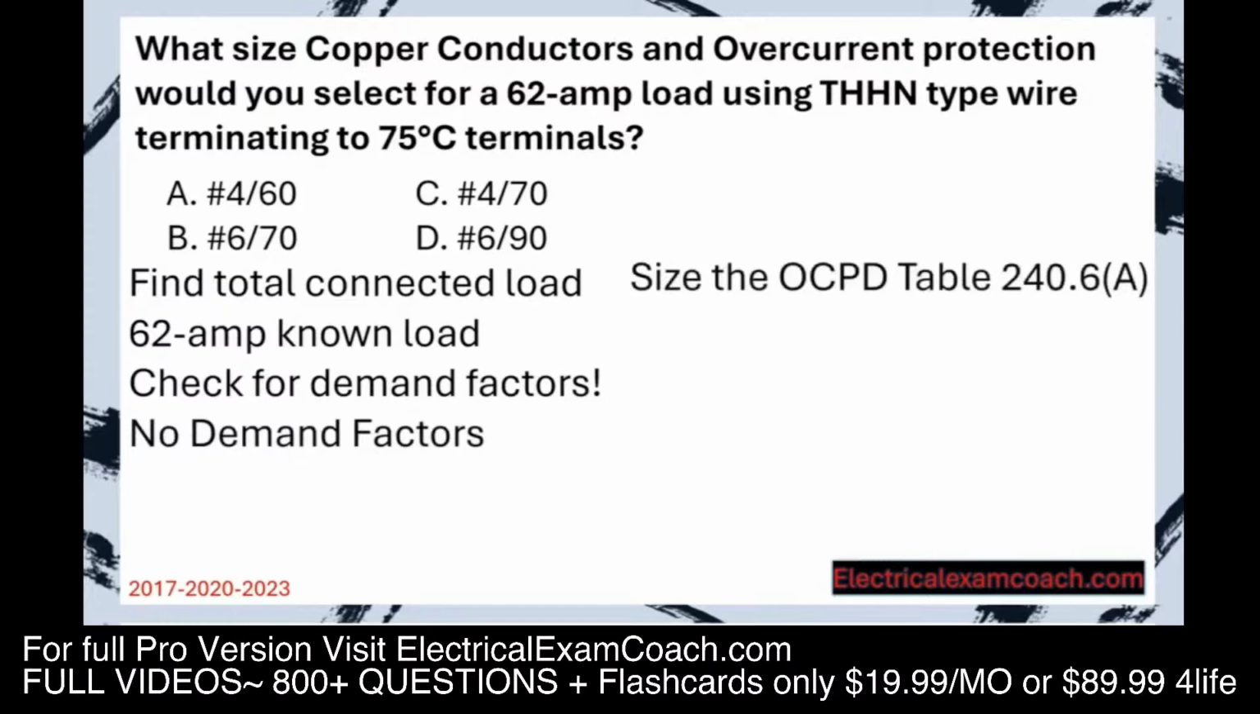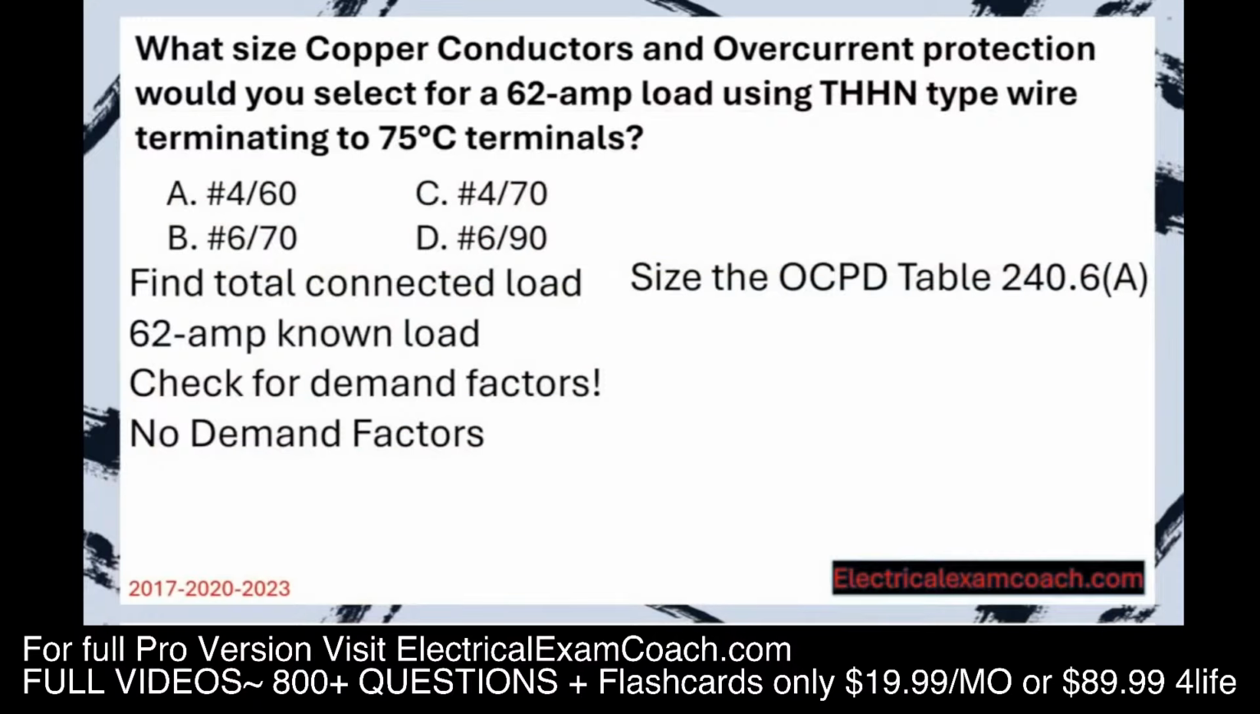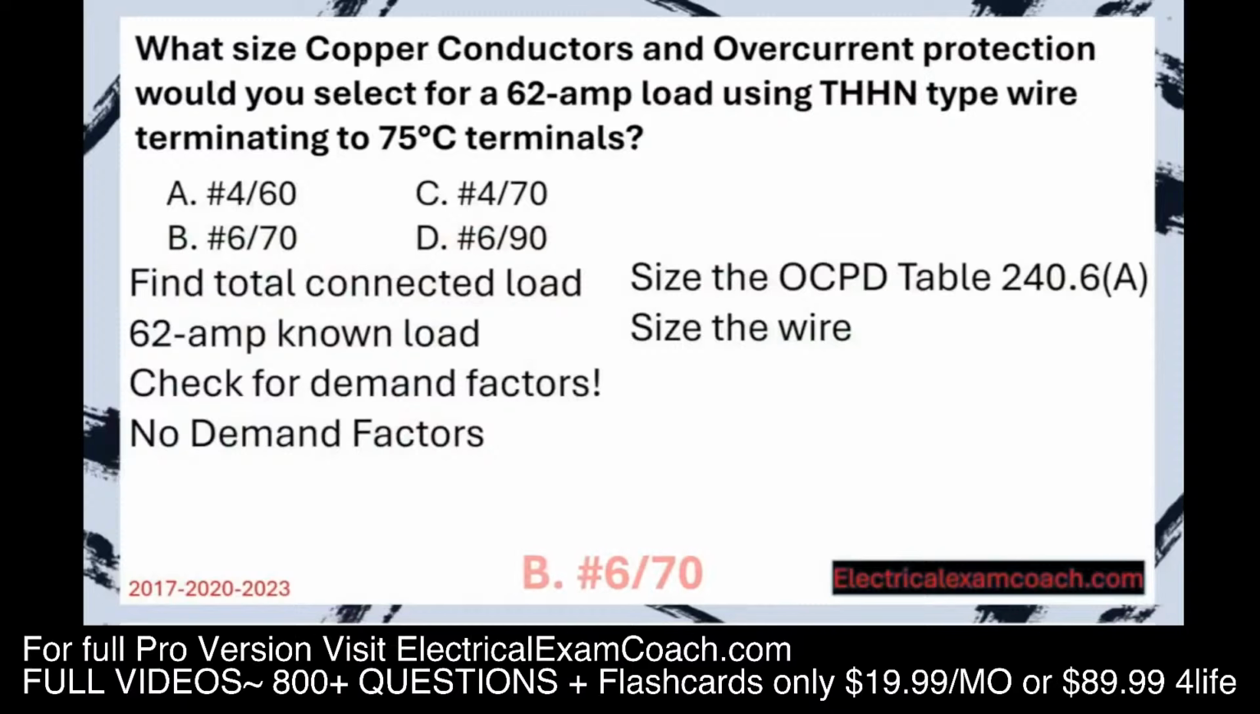Now, we go ahead and size our overcurrent protective device. We head to our table with a 62 amp known load, and we're going to choose the next size up, which puts it on a 70. Now we can size our wire. For that, we're going to head to our primary ampacity table. We're going to be sure to start on the copper side because it's asking for copper. We're in the 75 degree C column. We slide down and find a wire that can cover the known load. And we find out that we're going to have a 6-gauge wire on a 70 amp breaker.